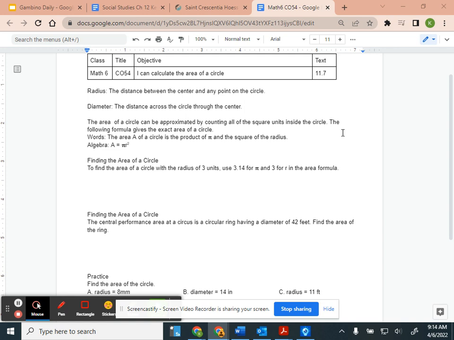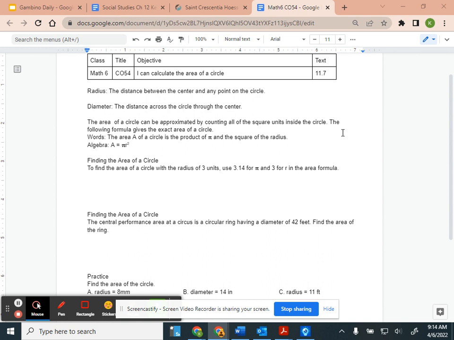Good morning. We are continuing with Unit 9. Yesterday we did CO53 with the circumference of a circle. Today we are moving on to CO54. I can calculate the area of a circle.